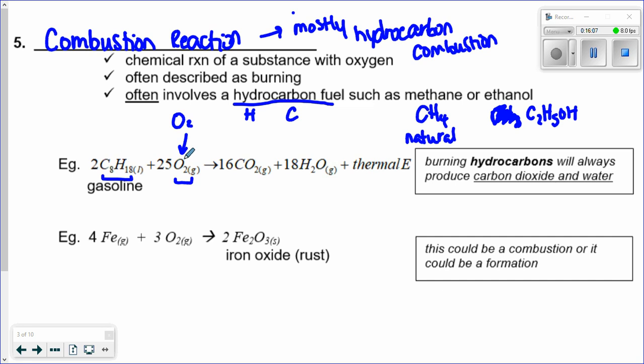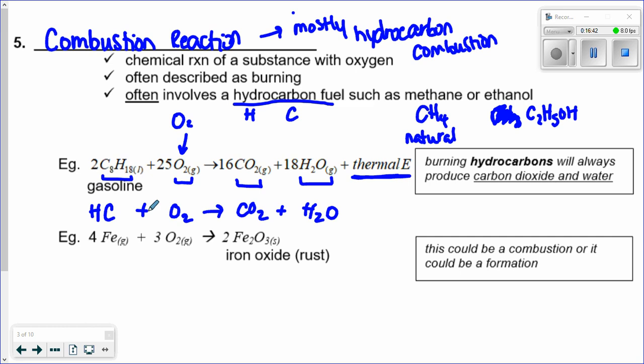So a hydrocarbon plus oxygen produces CO2, which is carbon dioxide, and water. This is water vapor, right? It's water as a gas. The other thing that comes out of this is thermal energy, so heat energy, and that heat energy is important. So that's our general formula for a hydrocarbon plus oxygen produces carbon dioxide and water.